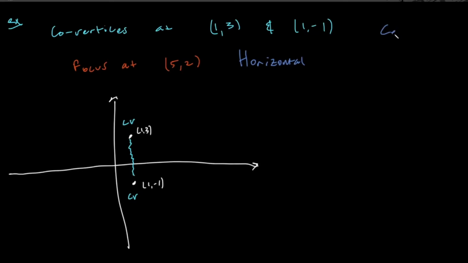We need the center, A and B. Since we have a pair of co-vertices, the center should just be in between, so no problem. Let's go ahead and find the center. Notice these share the x-coordinate, so the center also has to have the same x-coordinate. It will be halfway between 3 and -1, which is 1, 1.